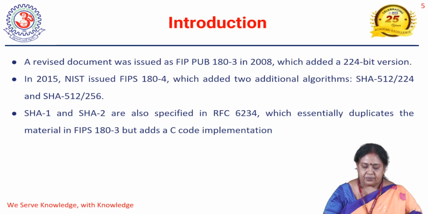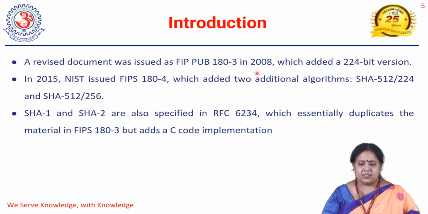And later in 2008, another version, the 224-bit version, was added. Then in 2015 two additional algorithms were added to SHA. One we call SHA-512/224 and the other is called SHA-512/256. These are the two algorithms that were added to SHA in 2015.